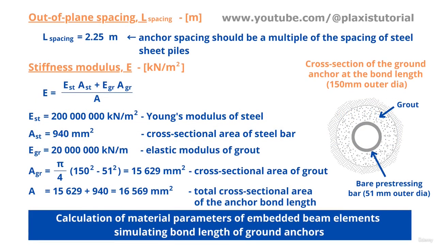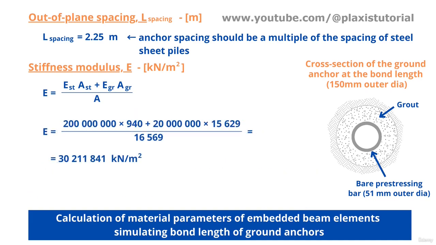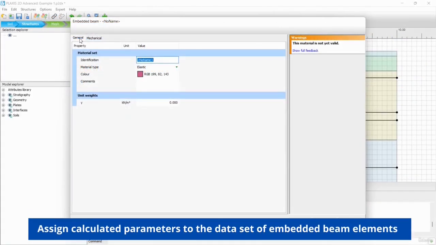Out-of-plane spacing of embedded beam elements should be equal to the spacing of node-to-node anchor elements, simulating free length of ground anchors. So, use the spacing of 2.25 meters as it has been selected before for node-to-node anchor elements. Stiffness modulus is calculated as for a composite member, including steel thread rod and grout body. Assign calculated parameters to the data set of embedded beam elements.